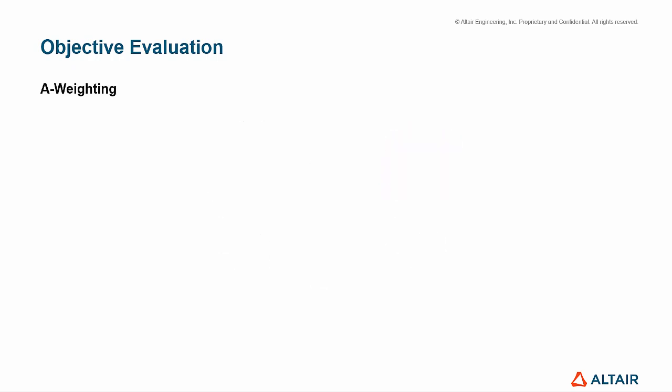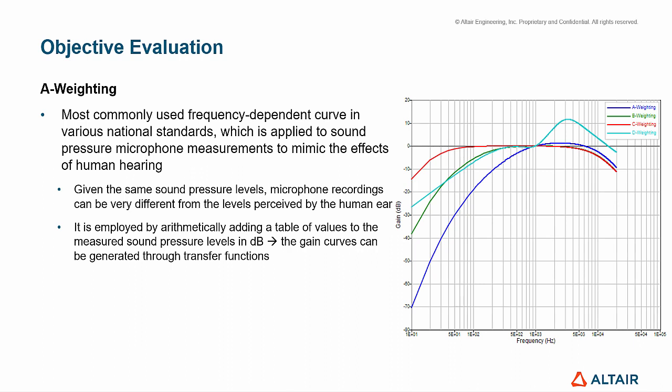A weighting is the most commonly used frequency-dependent curve in various national standards, which is applied to sound pressure level microphone measurements to mimic the effect of human hearing. Given the same sound pressure levels, microphone recordings can be very different from the levels perceived by the human ear. It is employed by arithmetically adding a table of values to the measured sound pressure levels in dB.